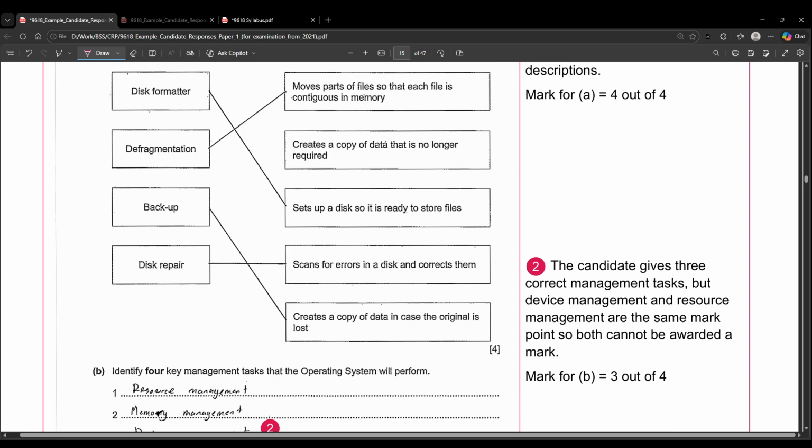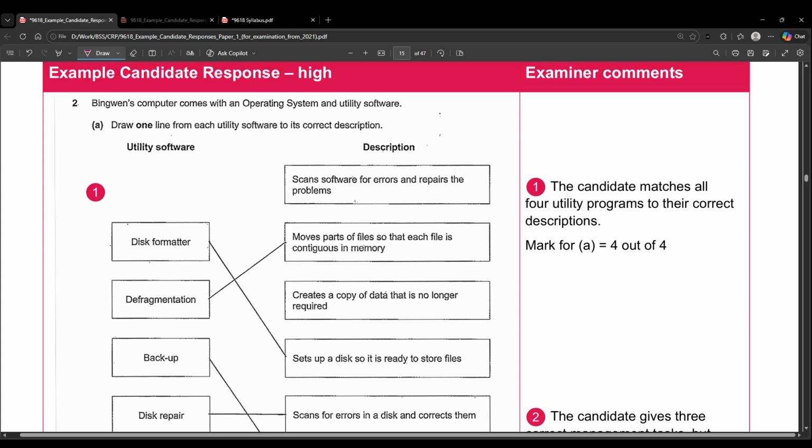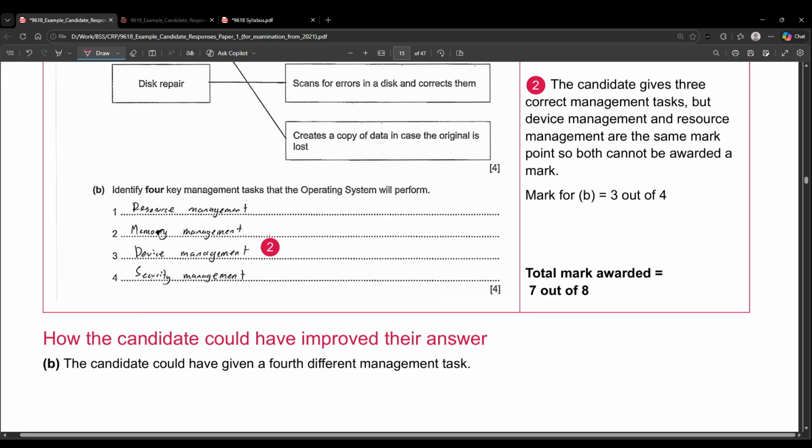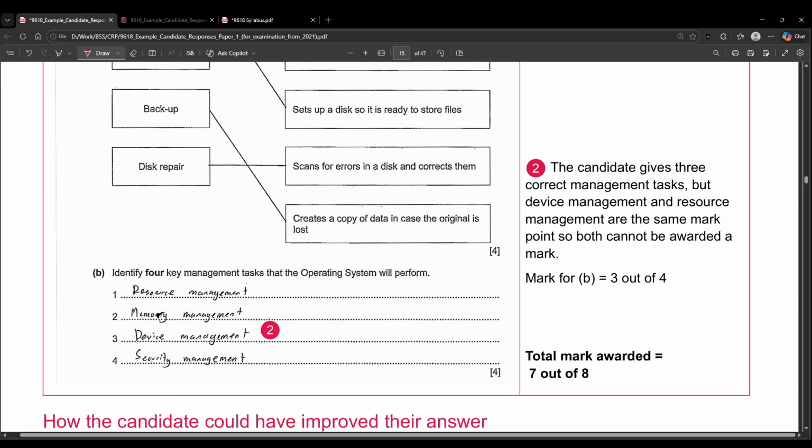Okay, so this is a simple question from the software topic. Let's see. Identify 4 management tasks that the OS will perform. So it will perform resource management. Okay, this is fine. Then memory management is fine. Then device. Okay, this is wrong. And then security. Now, why is this wrong?